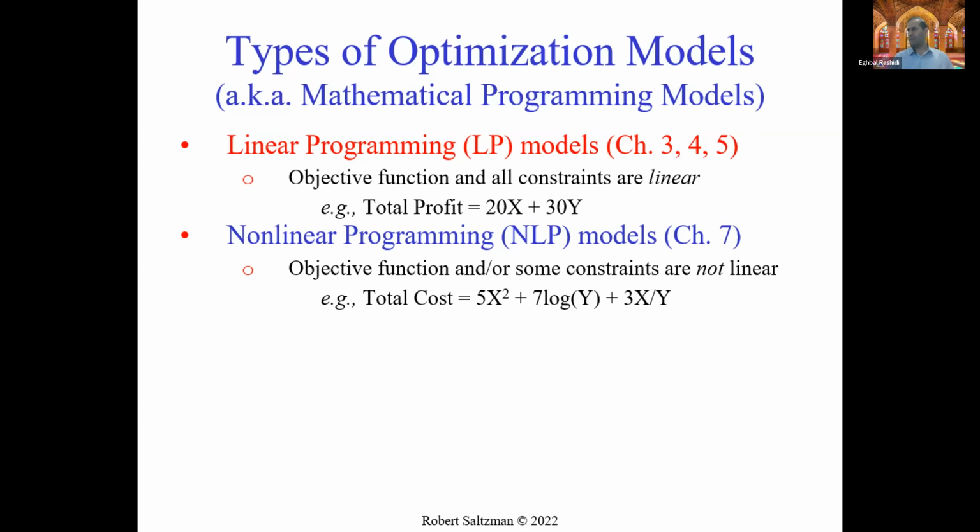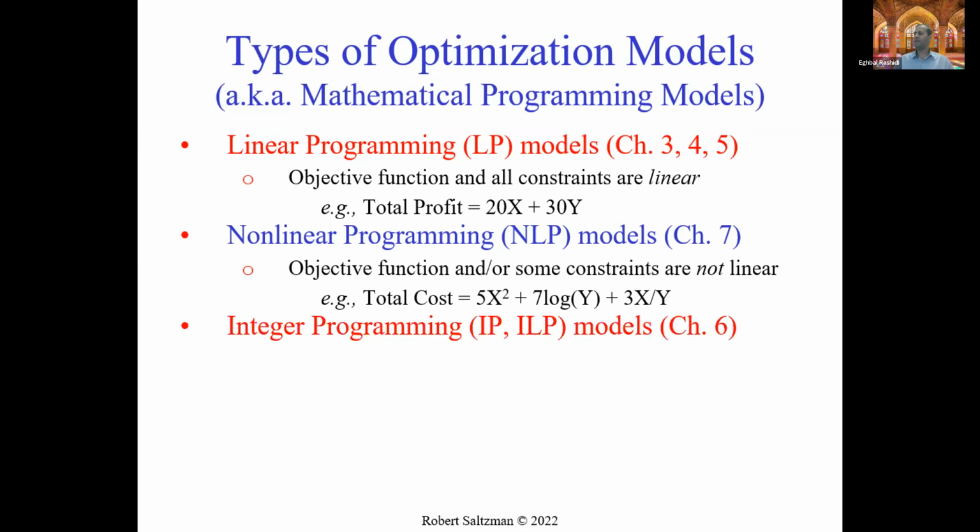So here you see a complex nonlinearity. You see 5 multiplied by x squared. That's actually a breakage of the linearity, so this is nonlinear. Log of y, the logarithm of y, that's nonlinear. 3 multiplied by x divided by y, that's also nonlinear. But not everything has to be nonlinear. It's just one component. If one part is nonlinear, it makes the model nonlinear.